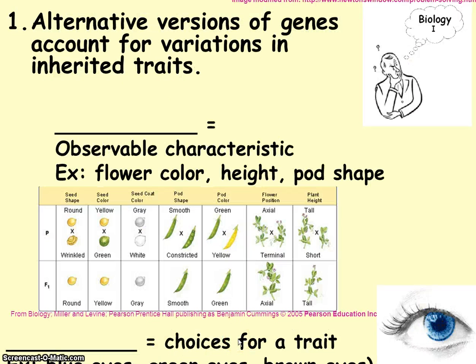Alternative versions of the genes account for variations, and so a trait is that observable characteristic. Each of these are different traits of the pea plant. You can't really see down there, but the alleles are the choices, so the versions of the gene. So brown eyes, green eyes, blue eyes, red eyes according to this one. Each of those are different alleles, tall, short, axial, terminal. Whereas each one of these is a different trait, so seed shape, seed color, etc.